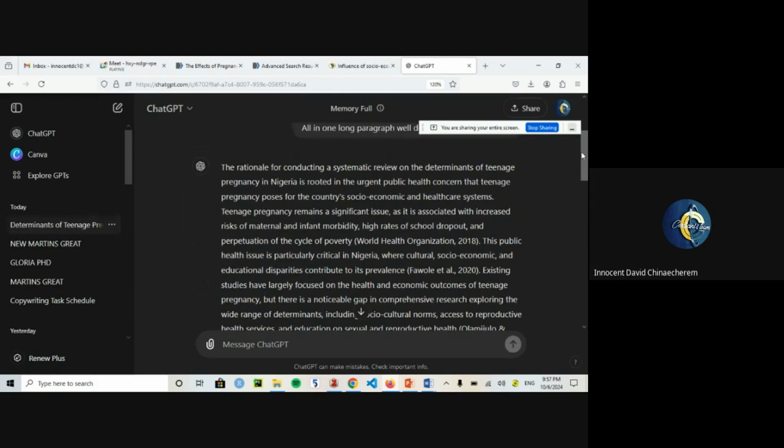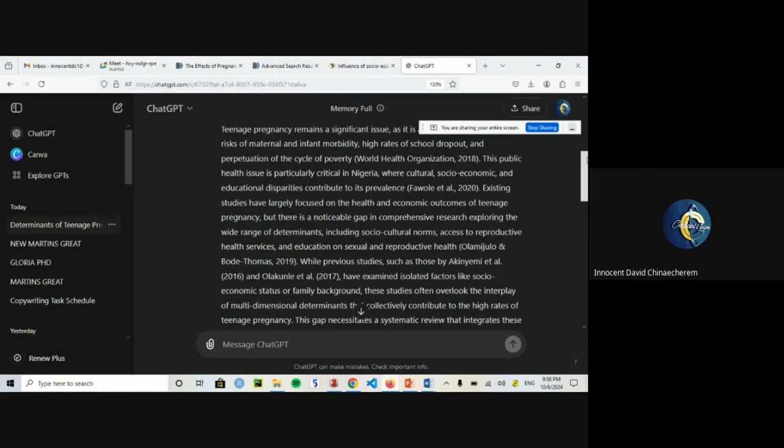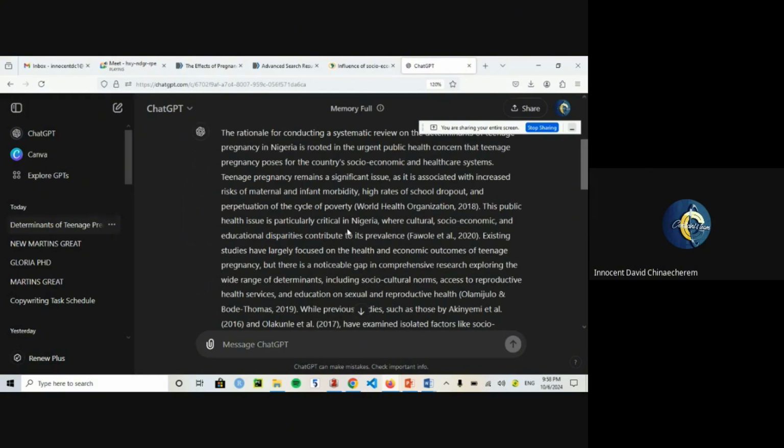What I'm trying to explain is that the rationale for conducting a systematic review on teenage pregnancy is the urgent public health concern that teenage pregnancy poses for the country's socio-economic and health care system. Teenage pregnancy remains a significant issue as it's associated with increased risk of maternal and infant complications, right? So it starts with the problem, and this public health issue is particularly critical in Nigeria, where existing studies have largely focused on health and economic outcomes of teenage pregnancy.